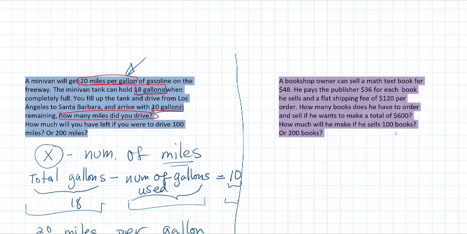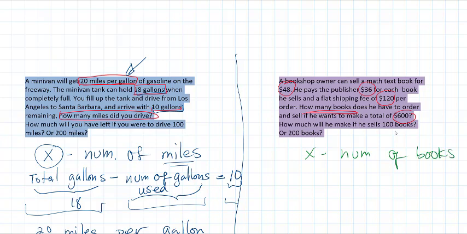Okay, so let's look again and highlight what we know. So he will sell the math textbook for $48, and he pays the publisher $36 for each book. He also has to pay a flat fee for shipping for each order. So how many books does he have to order and sell if he wants to make a total of $600? Well, the question here was how many books. So again, our variable this time, x, is the number of books.